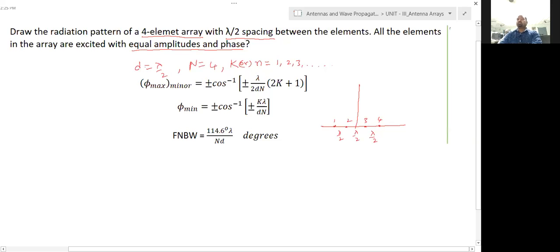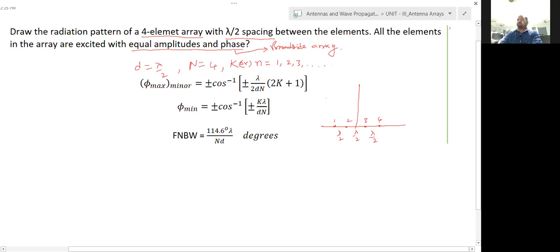And first of all, you need to identify whether it is a broadside array or an end-fire array, right? So it is a broadside array. Why? Because of equal amplitude and phase. Therefore, this is absolutely a broadside array, right?